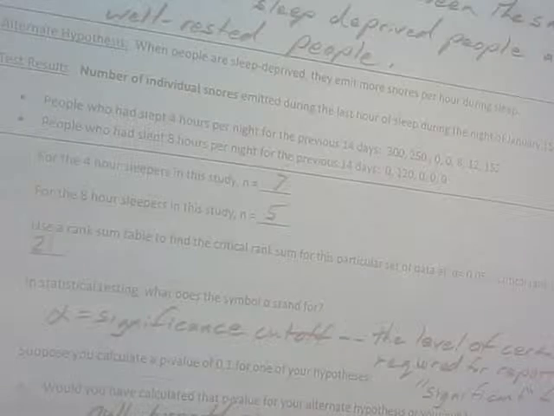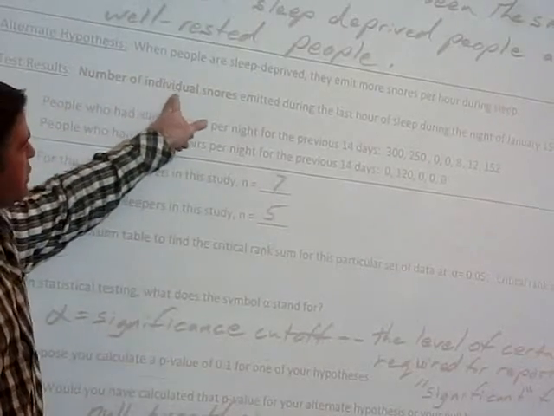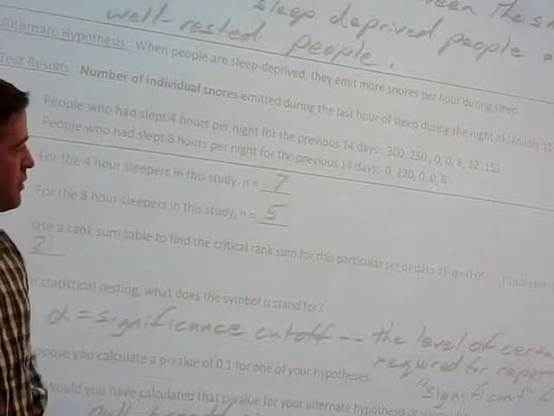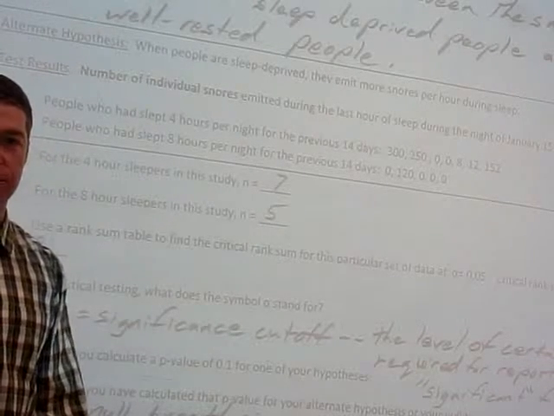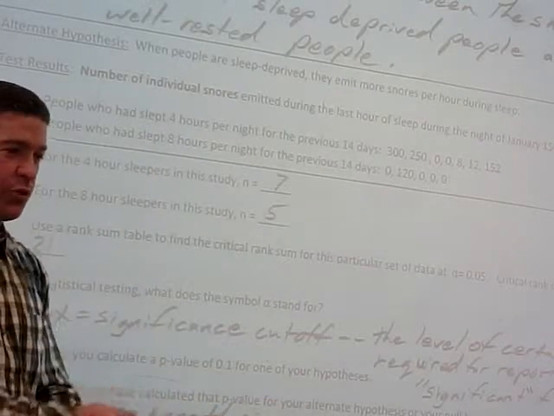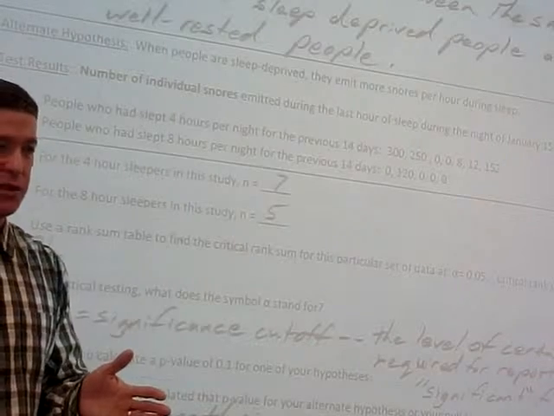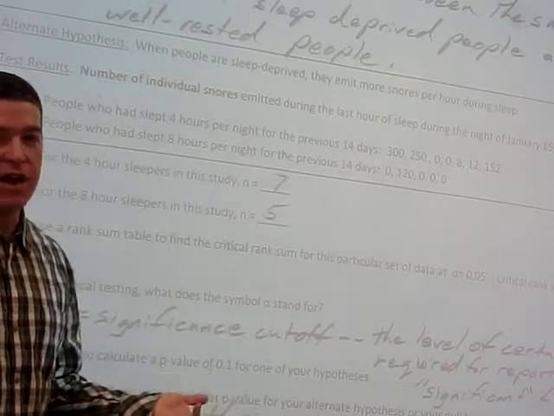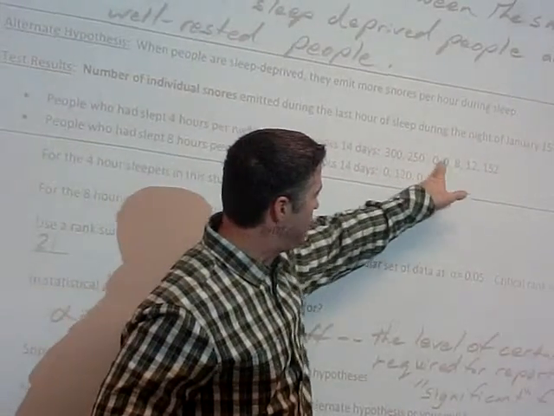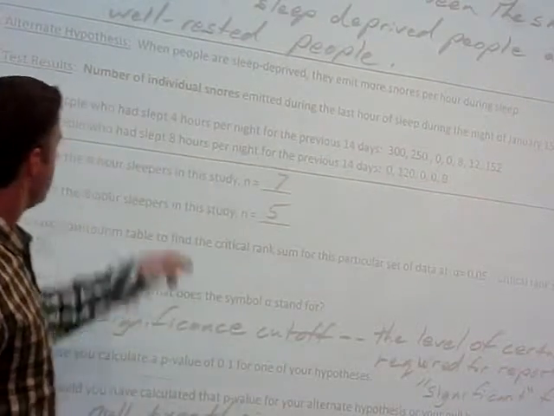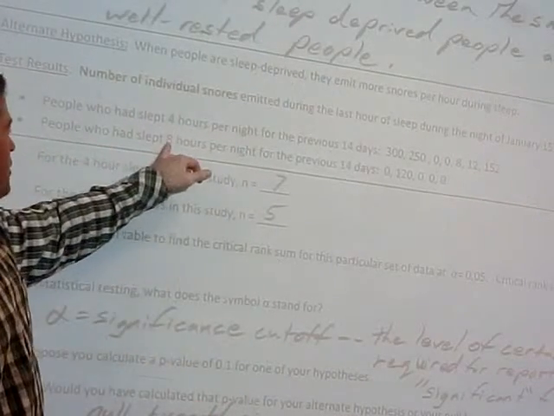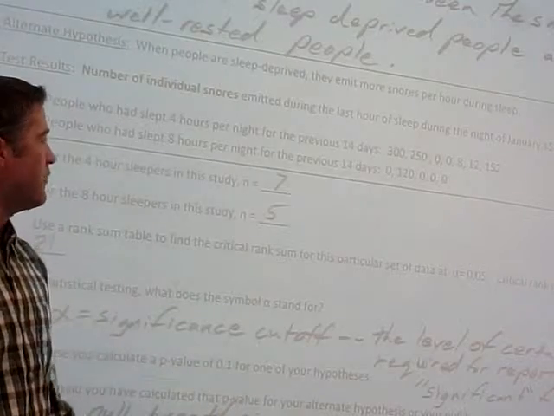Okay, so here's what was done. These are the number of individual snores emitted during the last hour of sleep during the night of January 15th through 16th. So on this one particular night, all these people were tested. Their snores were counted during the last hour of their sleep. So they had to sleep at least an hour for this to happen. And these people, 1, 2, 3, 4, 5, 6, 7 of them, they had slept 4 hours every night for the last 14 days. And these people, they had slept 8 hours per night for the last 14 days.